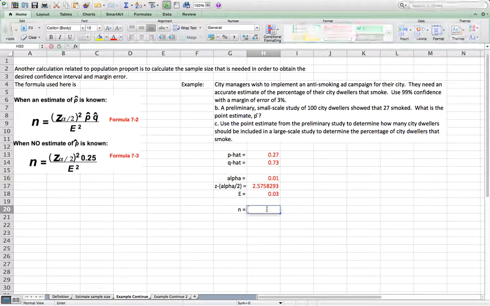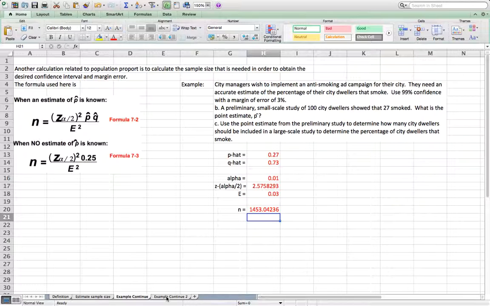Now I calculate my N, again using the formula. I just type the formula: H17 square, multiply p hat, which is in H13, multiply q hat, which is in H14, then I divide by the margin of error square. I probably want to use the cell reference, which is E18, then square. Okay, so this gives us 1454.